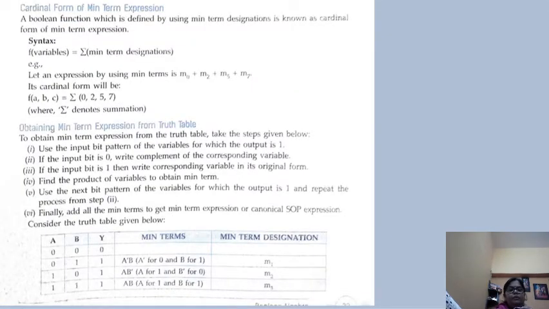Now the cardinal form. We have learned about the canonical form. In the cardinal form, we write our Boolean expressions using the min term numbers. The sign used is sigma. In this SOP expression, the sigma sign is presented. Let the terms be M0, M2, M5, M7. Then it will be written like this: sigma 0, 2, 5, 7. So this is your cardinal form.